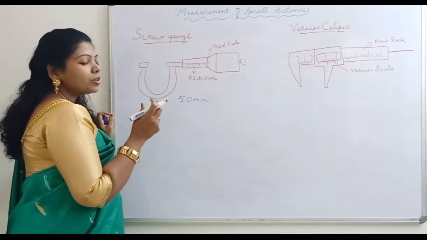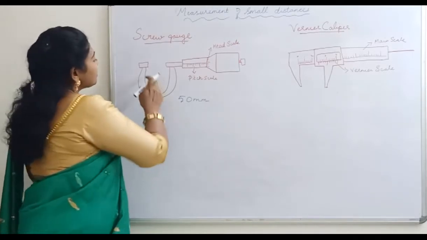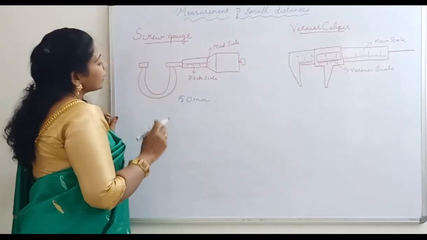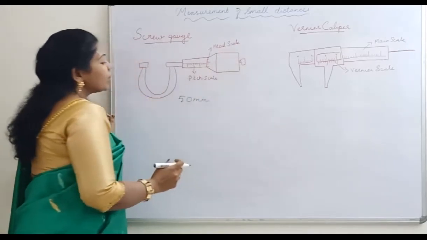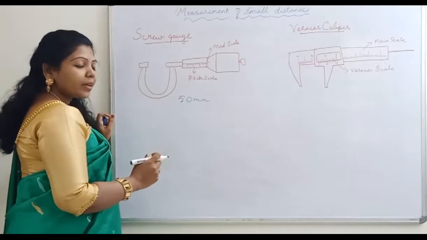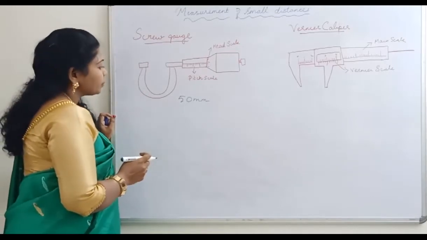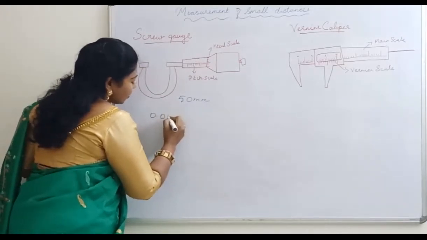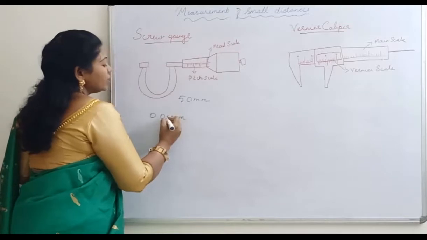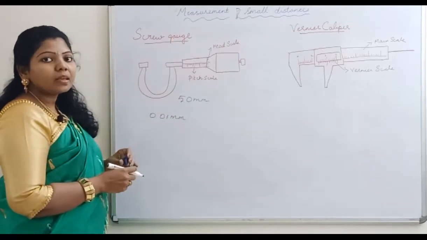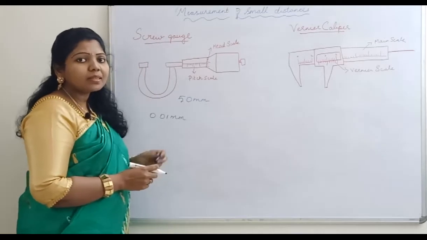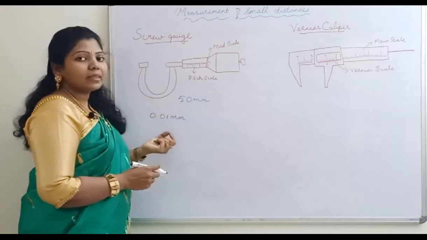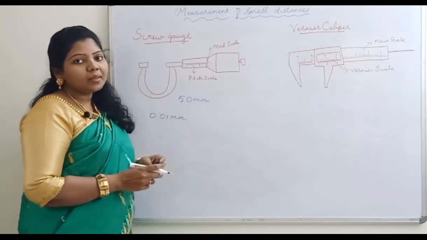For example, if you want to find the diameter of a sphere, this sphere can be placed between the two jaws, and we have to tighten it using this screw. Using this screw gauge, we can find the diameter of the sphere. The least count of the screw gauge is 0.01 millimeter. That is, least count means the shortest distance which can be measured by this instrument is 0.01 millimeter.